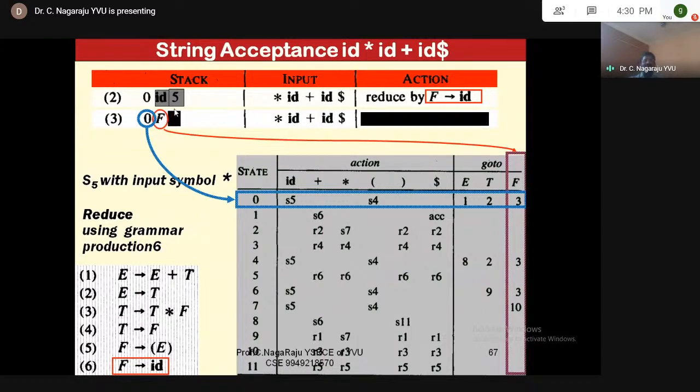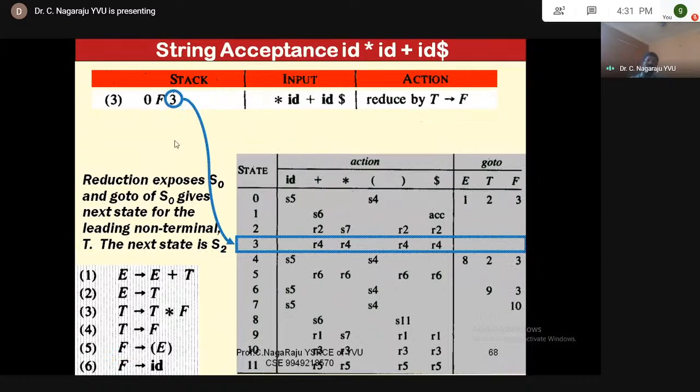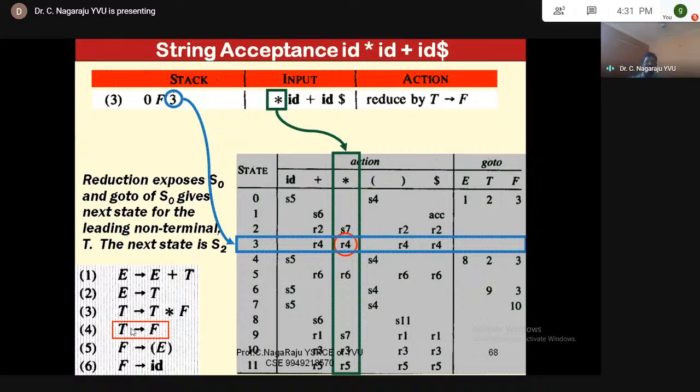Next, F is a non-terminal symbol. You see that state 0 on the non-terminal F is equal to 3. So you take the 3, and the third state is pushed onto the stack. After that, you see the stack has 3. In the third state the given symbol is star. So again we reduce the production. That is the fourth reduction. What is the fourth reduction? This one: T is equal to F.